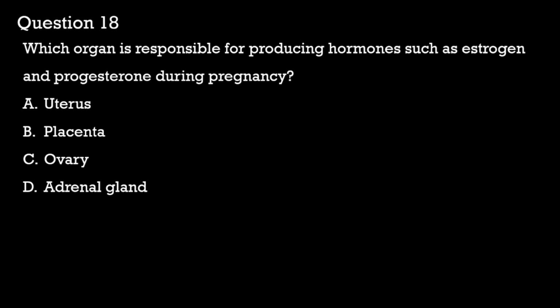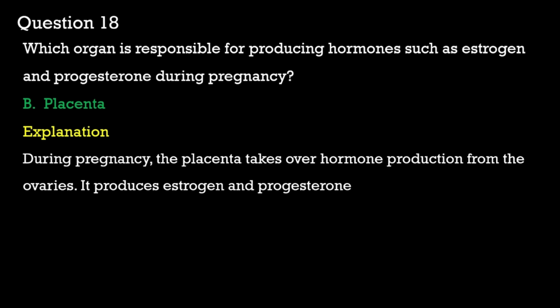breasts for lactation. The ovary produces estrogen and progesterone before and during early pregnancy, but as the pregnancy progresses, the placenta takes over. The adrenal gland produces cortisol and some other hormones, but they are not the primary estrogen and progesterone required for pregnancy. So our answer here is option B, the placenta. It takes over from the ovary and starts producing estrogen and progesterone during pregnancy.